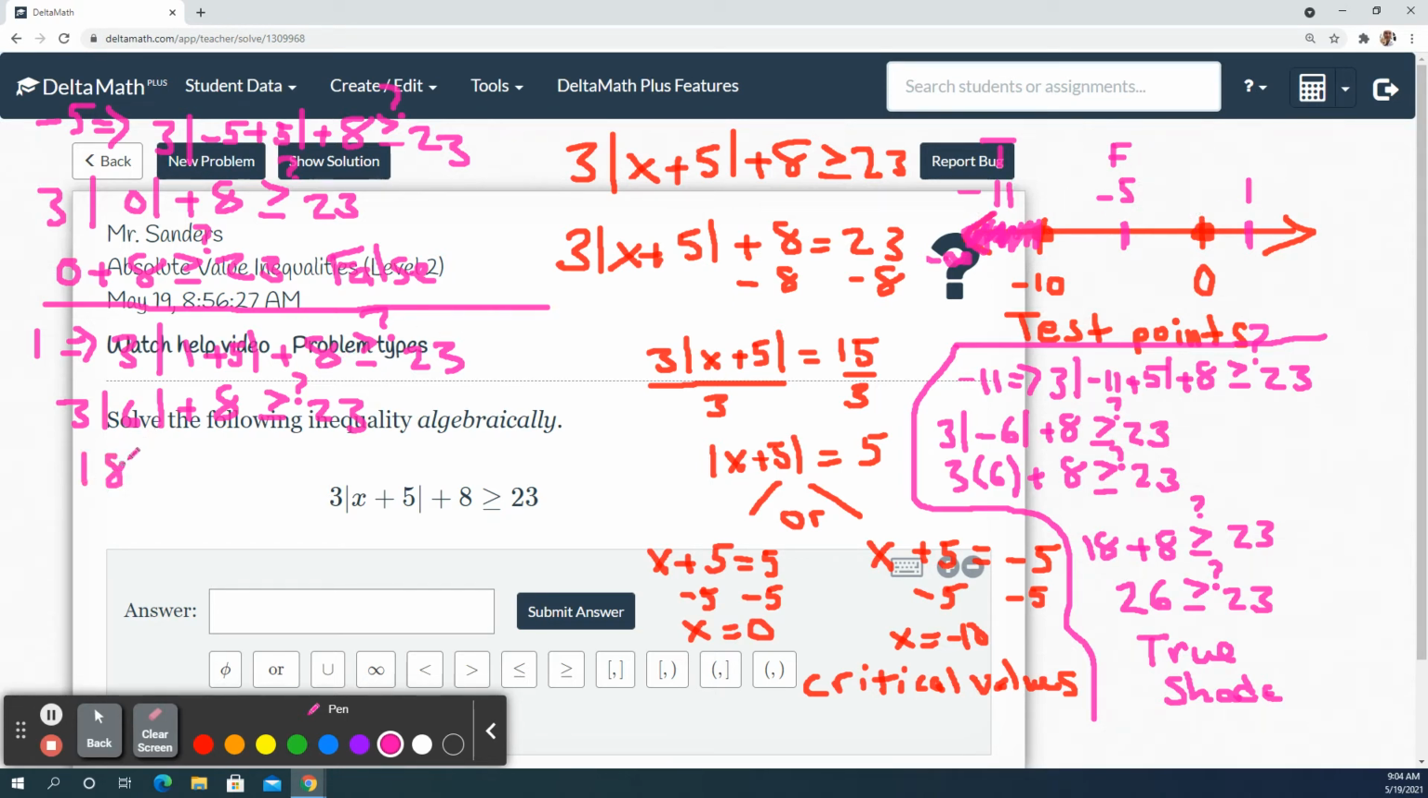So that's an 18 plus 8. Absolute value of 6 is just 6. 6 times 3, 18. And we get 26. These are all questioning. Is 26 greater than 23? That is true. We shade the true area. Go back here. So this is all the area that's getting shaded. It goes all the way to positive infinity. And then that's going to be our final solution.